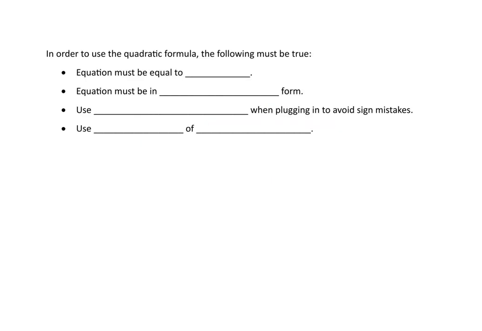All right, so in order to use the quadratic formula, the following things must be true. Please get these down in your notes. First thing, you have to have the equation set equal to 0. So make sure you have everything on one side and 0 on the other side. That is always your first step. The equation also must be in standard form. You want it in the correct order. So it's in standard form, which is ax squared plus bx plus c equals 0.